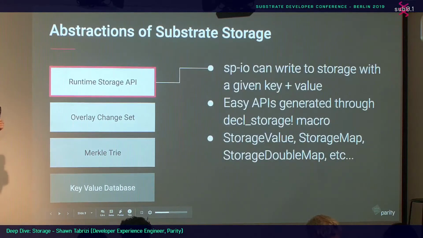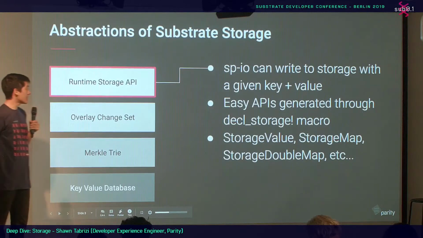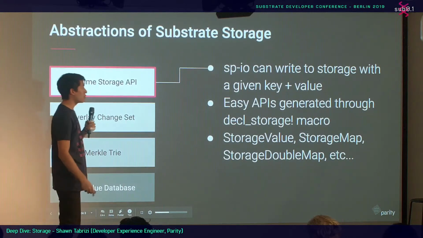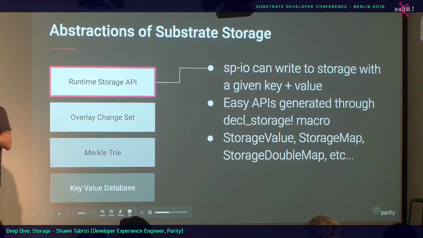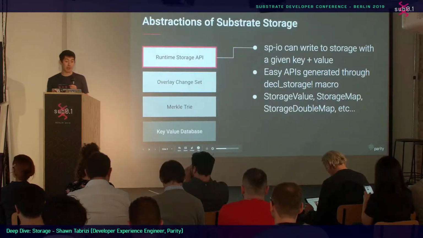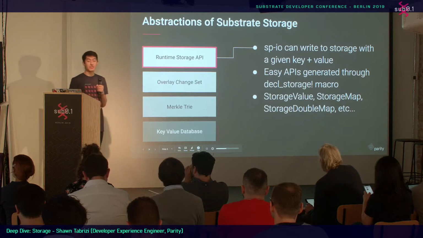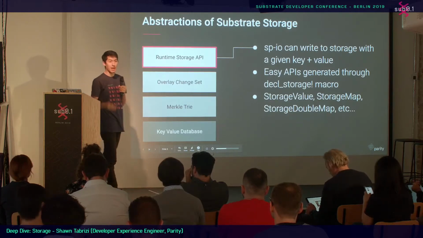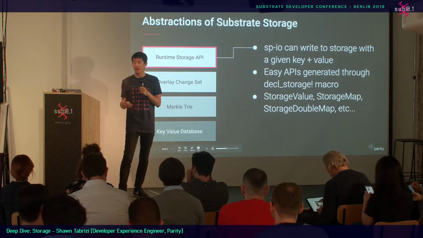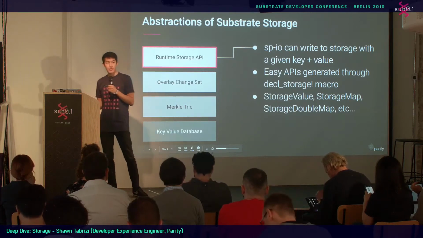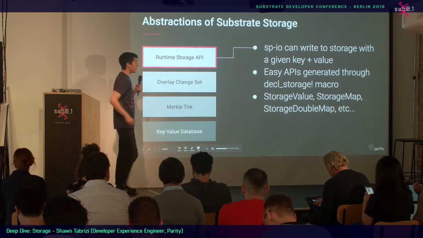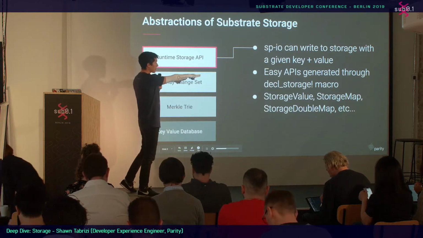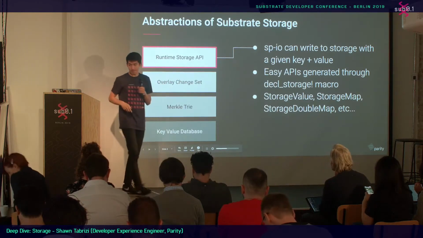First, the runtime storage APIs. There's a crate, sp-io, which can ultimately write to these other parts of storage given some key and value. You can actually use this sp-io crate directly, but we provide a bunch of easier APIs through the declare storage macro. So we have this very friendly way for you to define these maps and storage values and double maps. And these are the kinds of things that are generated automatically with the declare storage macro through the sp-io crate.